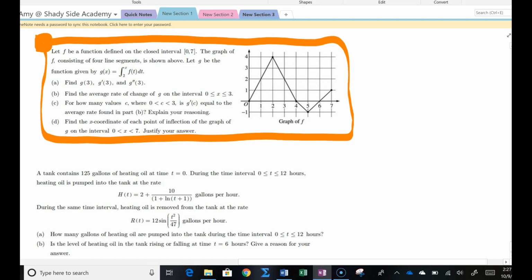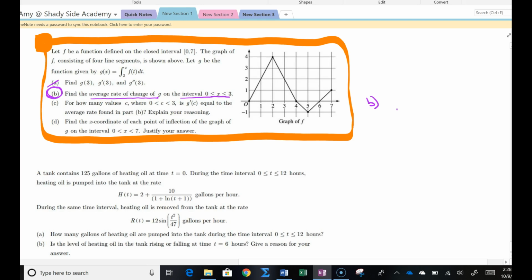Let's go back to your packet. Go back to this question we were doing in class. So we did part A. Let's do part B now. This is where you're going to see old content, old questions, coming in the context of the new. The average rate of change of G on the interval from 0 to 3. When you work that out, what do you think it's going to be?